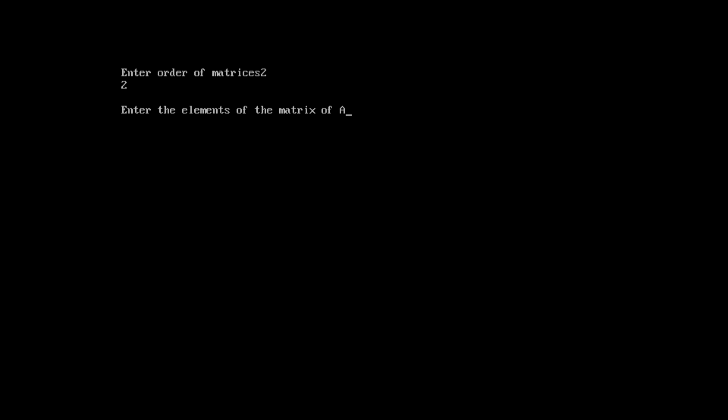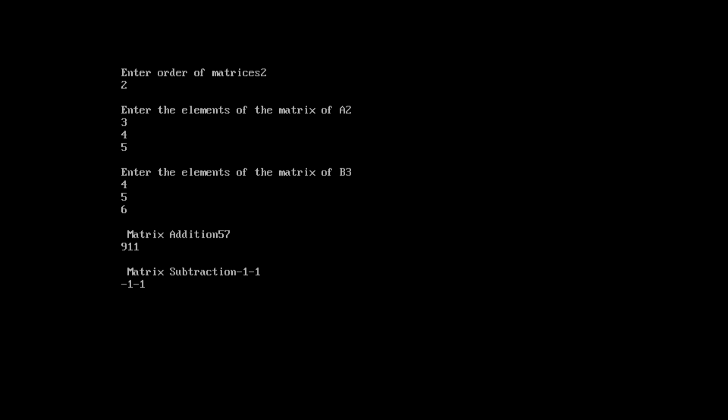If I say 2 by 2, that means we have to enter only 4 elements. Suppose 2, 3, 4, 5. Enter the matrix of B, for example 3, 4, 5, 6. The matrix addition is 5, 7, 9, 11, and the subtraction is -1, -1, -1, -1.